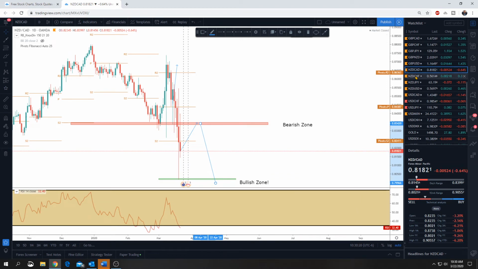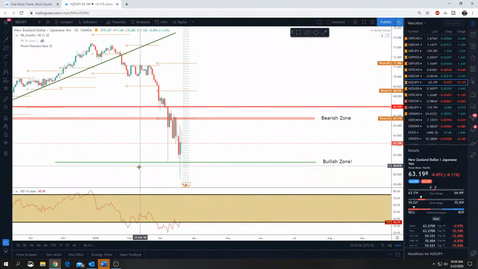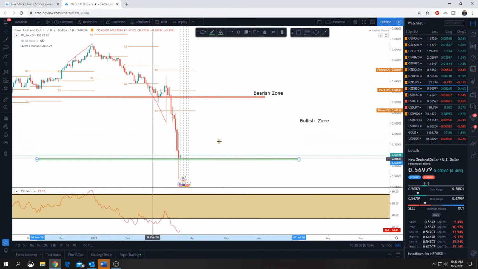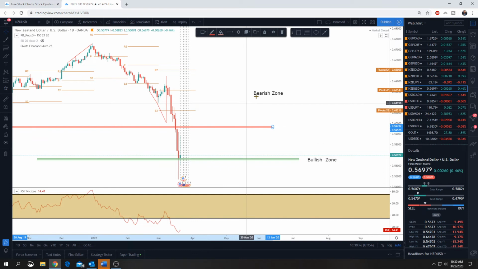There you go. NZD Swiss franc. I like where we're at here. NZDJPY. I like these two levels to take a look at. NZD USD. You can see another bad trade off this support. We're going to go over here. And I like bearish probably right here.